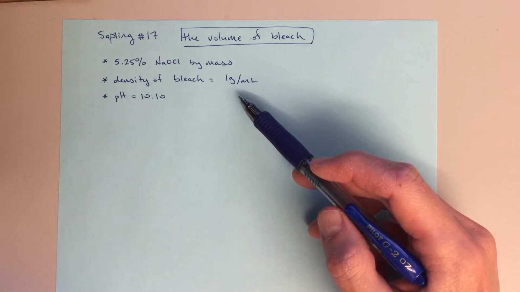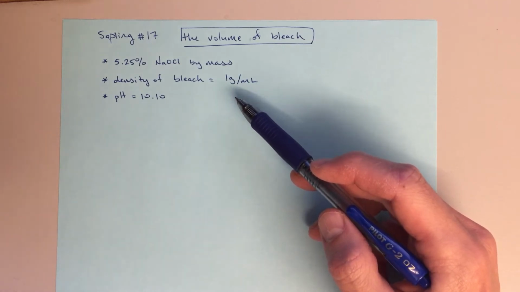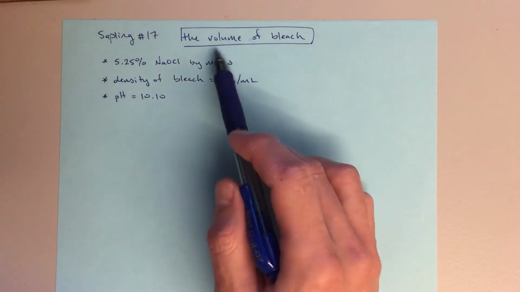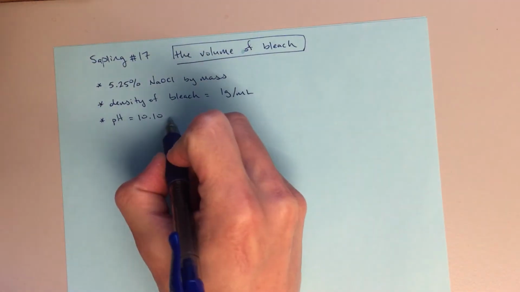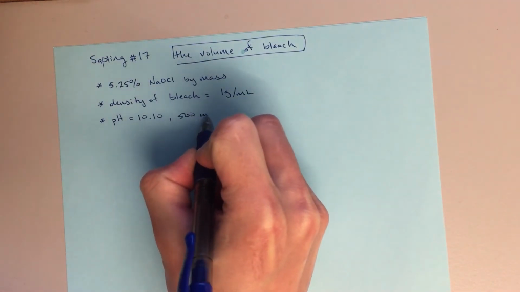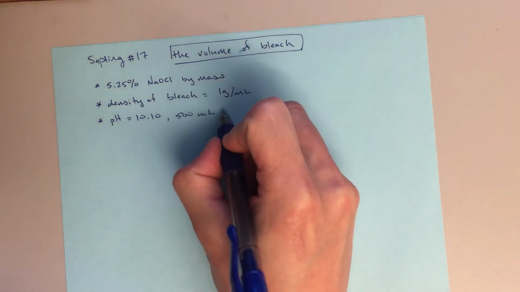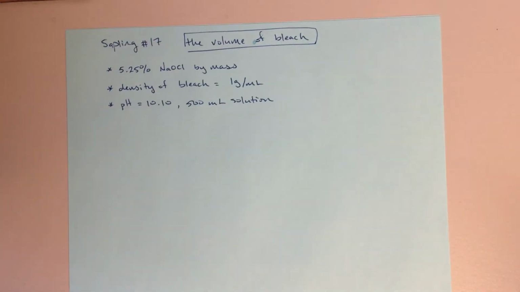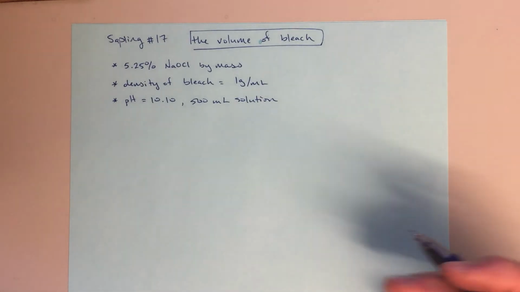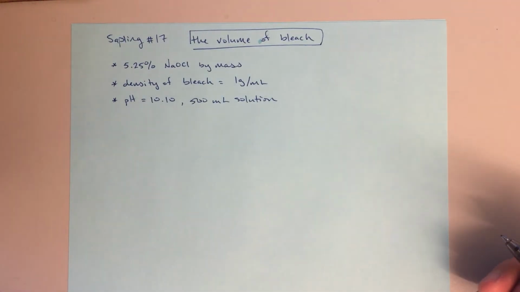Then it says calculate the volume of household bleach. Since that's the end goal, I've written the volume of bleach at the top with a box around it. That should be diluted with water to make 500 milliliters of a pH equals 10.1 solution. So pH equals 10.1, and then I could write 500 milliliters solution as well. So now I need to start working towards solving this problem.